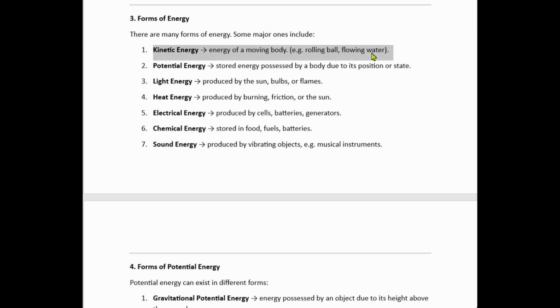For example, the rolling ball or flowing water. Then another form of energy is called potential energy, which means stored energy possessed by a body due to its position or state. Then light energy produced by the sun, bulbs, or flames. Heat energy produced by burning, friction, or the sun. Then electrical energy, which is produced by cells, batteries, and generators. Chemical energy stored in food, fuels, and batteries.